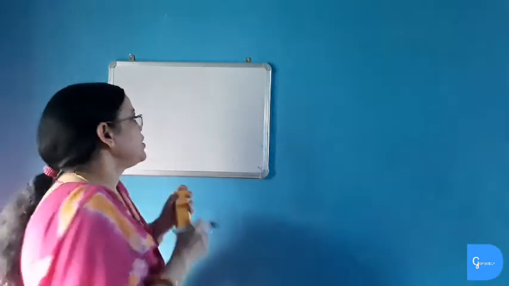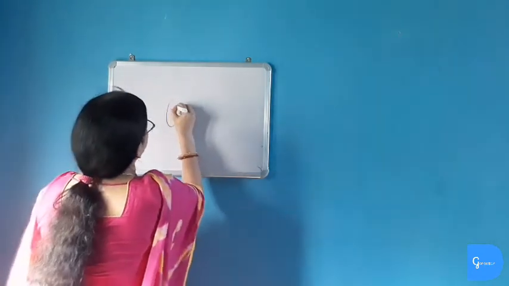Now the direction of current. What is the direction of current? This is the dry cell battery, I have told you.